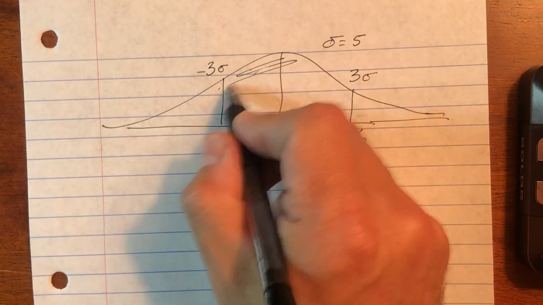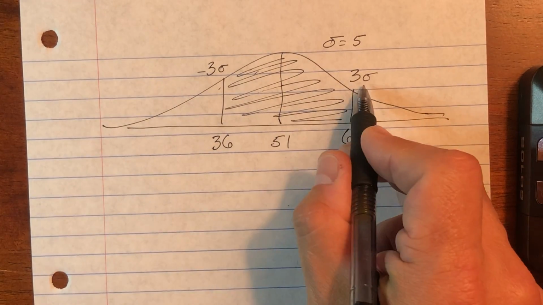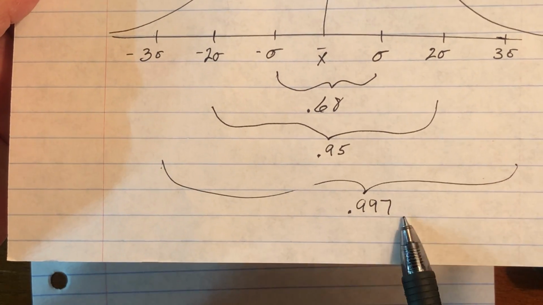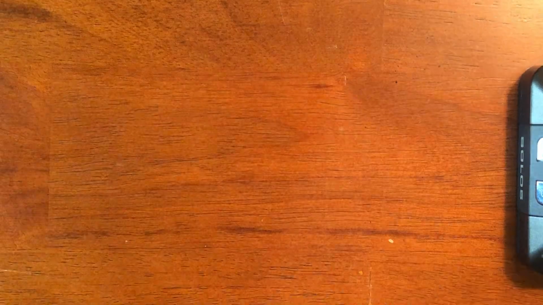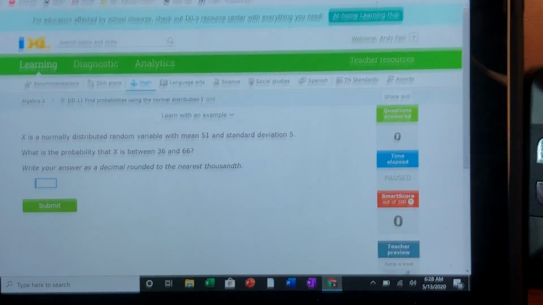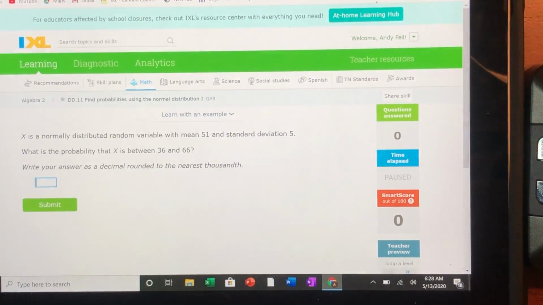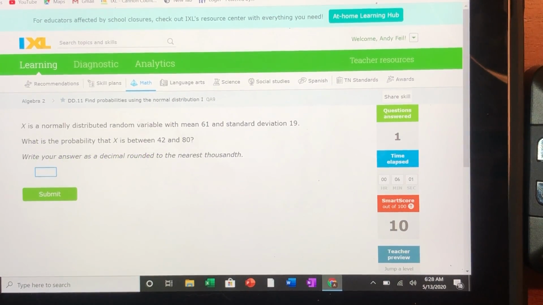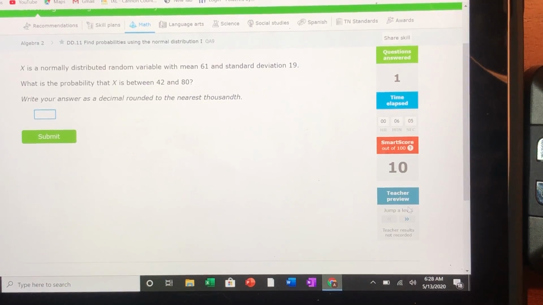So they want the probability 3 standard deviations that way or that way. What did we say that was? Earlier we said that was 0.997. So that's the answer. Again, you should be able to get the answers relatively quickly if you understand what they're asking. Okay, let's jump up a level.